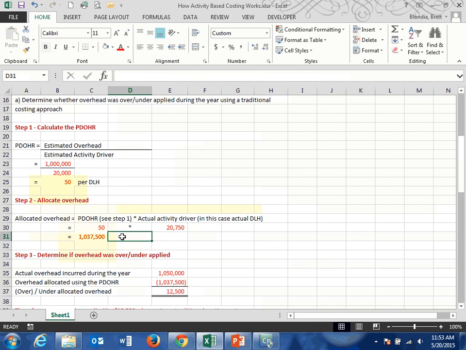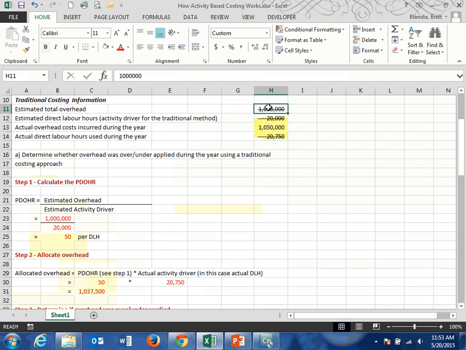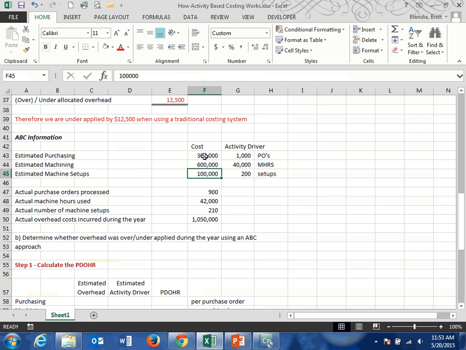All right? So let's move down to here. Here's our ABC information. Okay? So what I did is I took my overhead. So back up here, you can see that we were dealing with $1 million worth of estimated overhead, right? $1 million of estimated overhead. Well, what I've done is I've taken that $1 million and I've broken it down into 3 activity pools. And these are the 3 activity pools you saw on the slides. So I've got $300,000 in purchasing costs. I've got $600,000 in machining costs. And I've got, this one's a little different, $100,000 in machine setups. Okay? So you can see that these are my 3 activity pools.